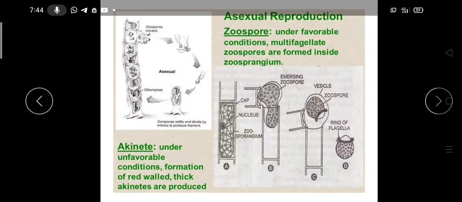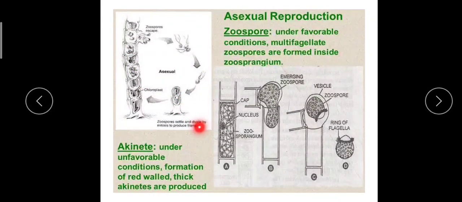Likewise, akinetes are formed from a single cell, and they are formed in a chain-like manner, and they are thick-walled, reddish-brown colored bodies which germinate to form a new plant. That is all about asexual reproduction.